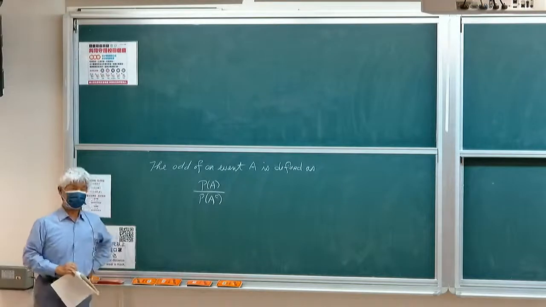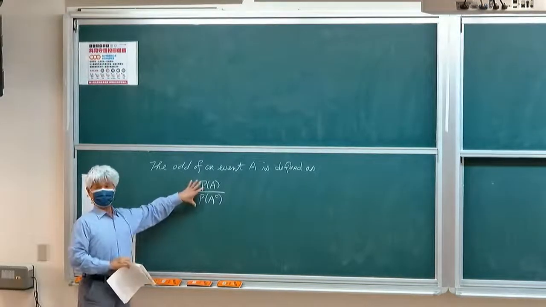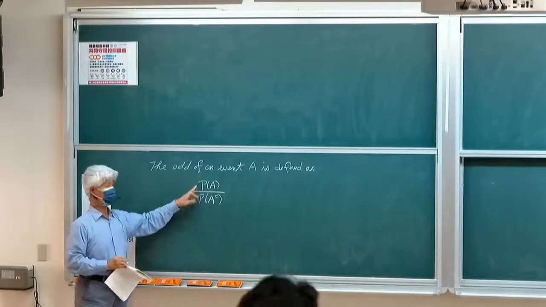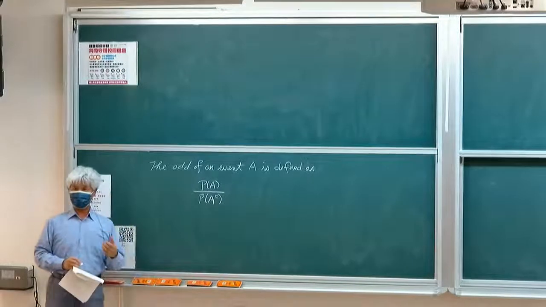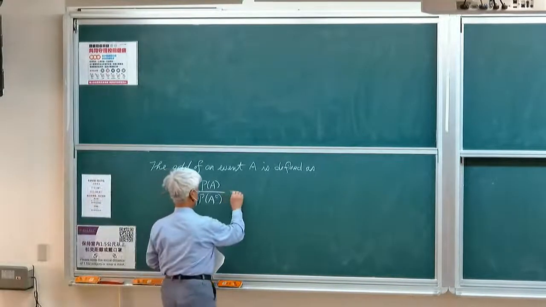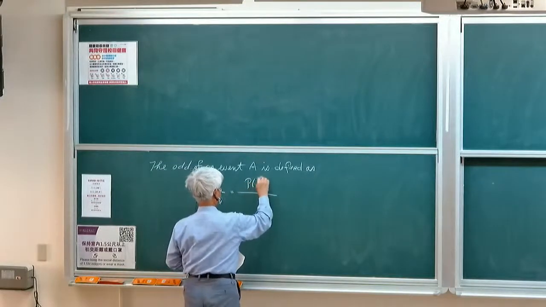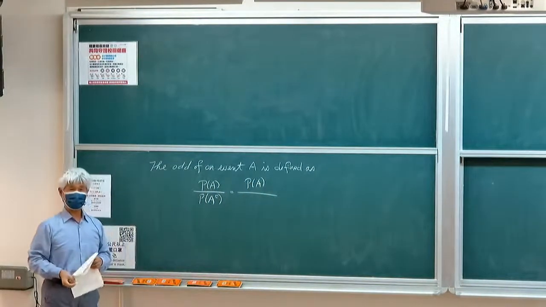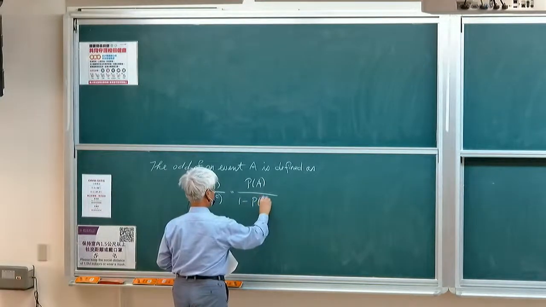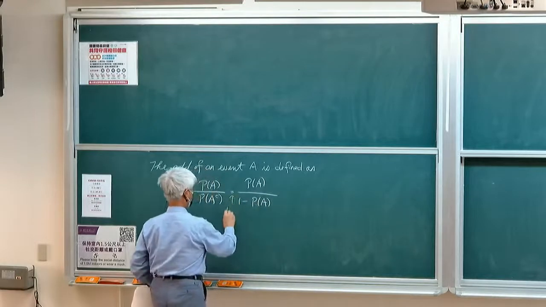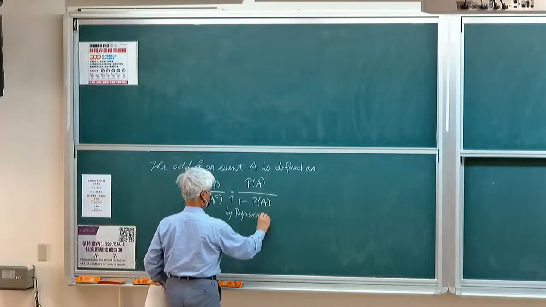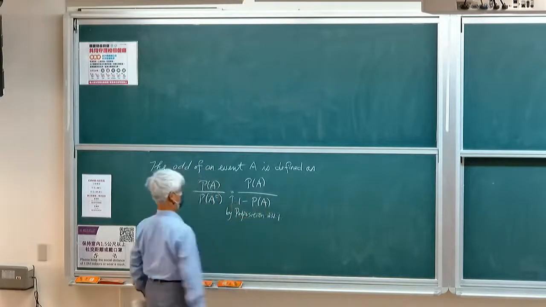The odds of an event A is defined to be the ratio of the probability of event A to the probability of the complement of event A. And as we know, the probability of the complement of event A is equal to 1 minus the probability of A. That is by proposition 2.4.1, I think.